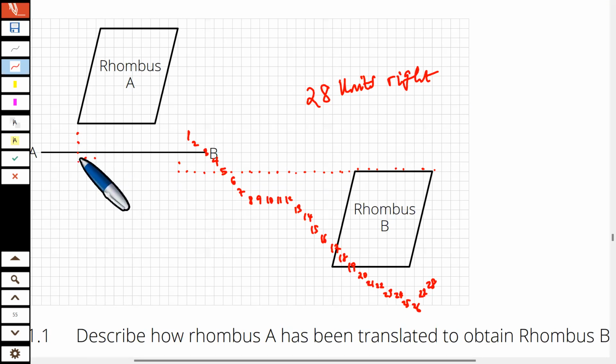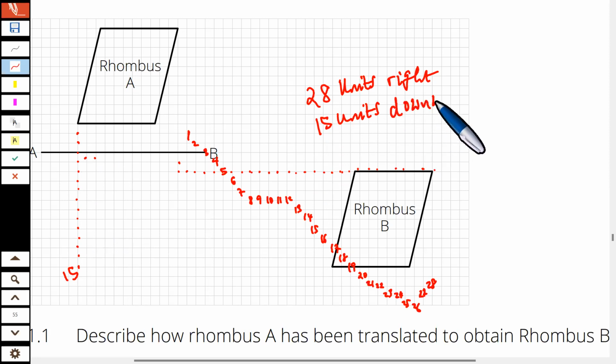1, 2, 3, 4, 5, 6, 7, 8, 9, 10, 11, 12, 13, 14, 15. So we counted 15 here. That is 28 units right, and then 15 units downwards. So that is the transformation.